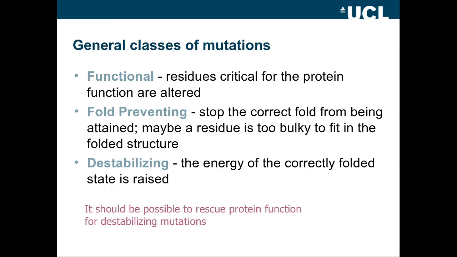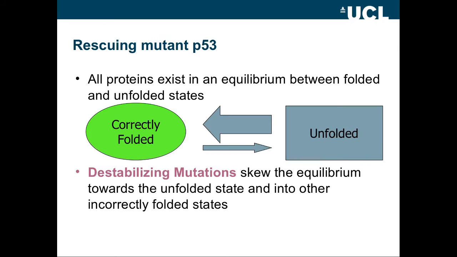And it should be possible then to rescue protein function for these destabilizing mutations. Everything in biology is in equilibrium. So proteins exist in an equilibrium between unfolded or misfolded states and the correctly folded state. But normally, of course, this is highly skewed towards the left and the correctly folded form. A destabilizing mutation then is basically skewing this equilibrium towards the unfolded state or other incorrectly folded states.